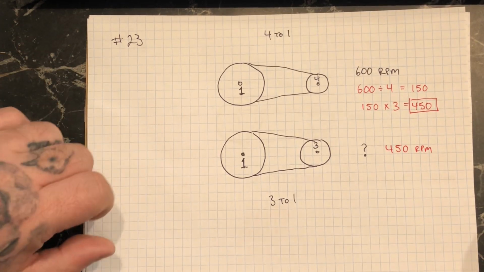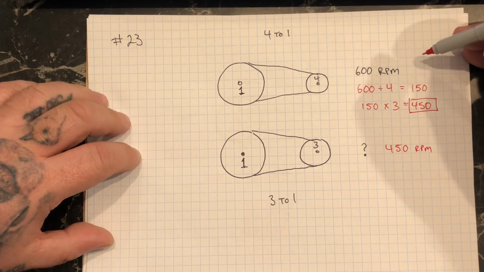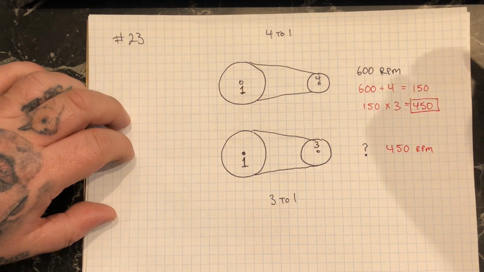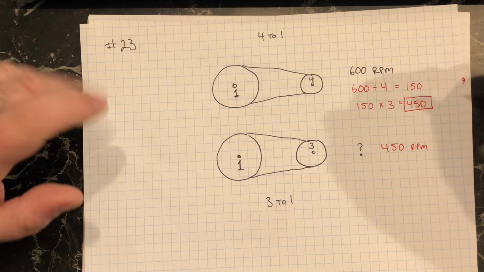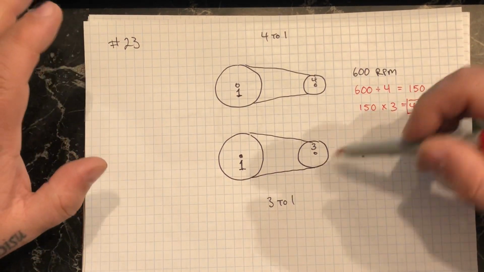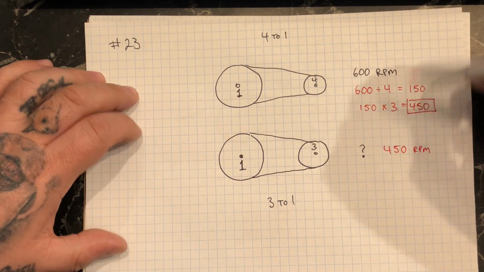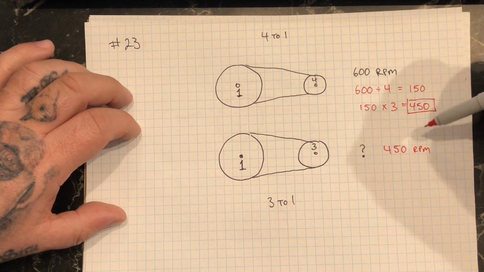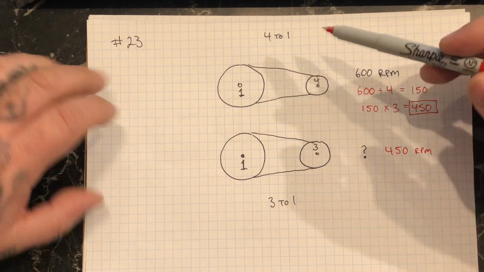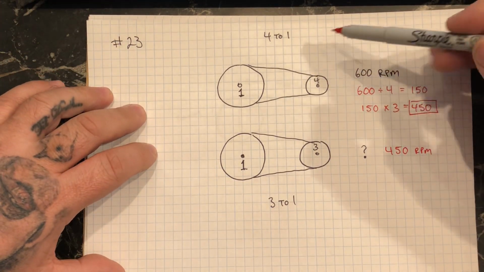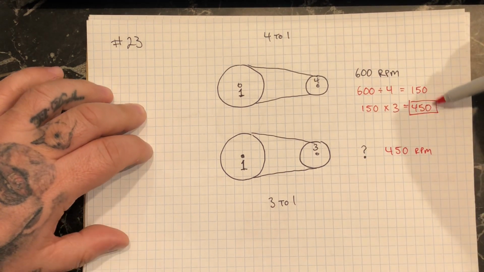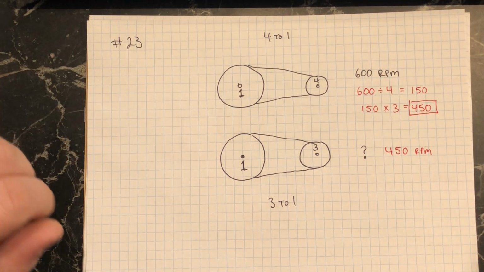RPM is rotations per minute. I can actually divide this by 60 and get 10 rotations per second. You can work it out that way, but because it's minutes to minutes, you don't really have to do that, because over here I'd end up multiplying it by 60 again. So it's just easier to do it like that. 600 divided by 4 gives you that, and multiplied by 3 gives you the new RPM. So it's pretty simple math on that one.